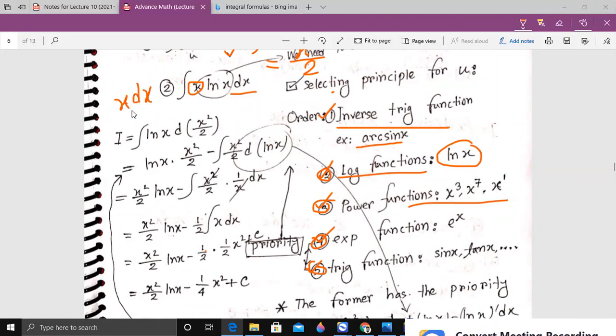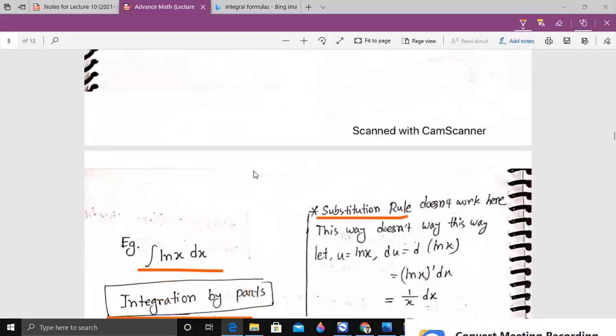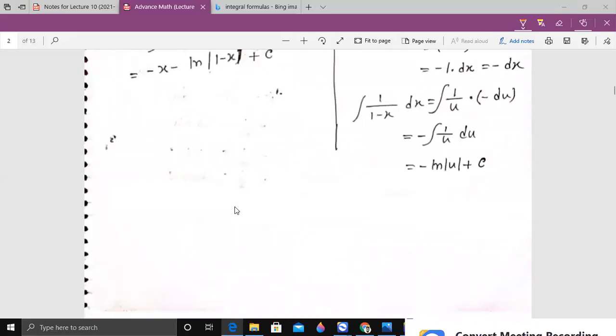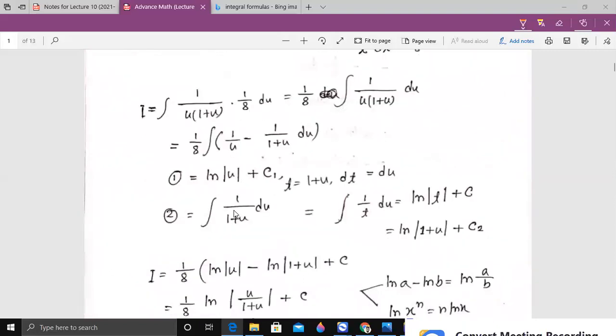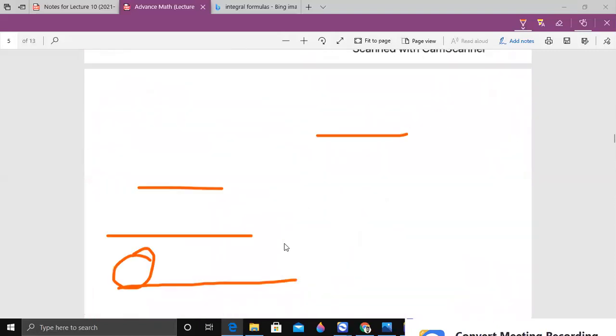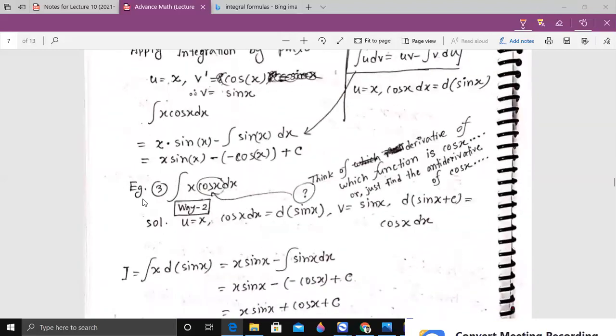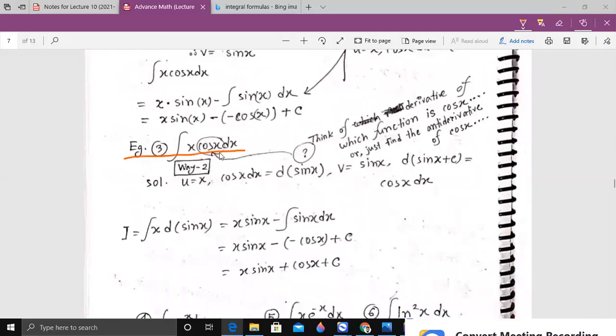So here we have x dx, so we have to convert it to something like dv. So we need to find what this v is, okay? What is this v? So our Laoshi explained it this way. Where is the example? See here, example 3. We have integration of x cos x dx.